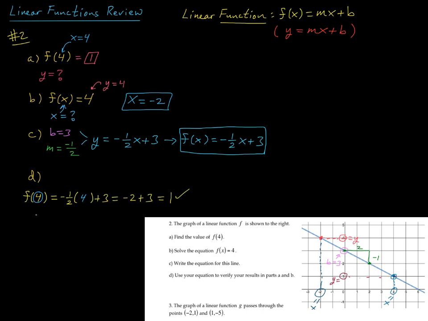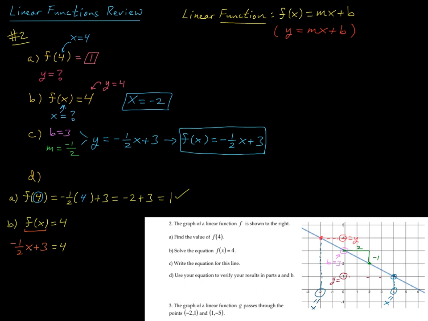How about part B? Well, we had f of x was equal to 4, and we found that x was negative 2. So to use our equation to verify that, here's what we're going to do. We're going to say, all right, well, what is f of x? It's this expression right here. It's minus 1/2 x plus 3, and that has to come out to equal 4.